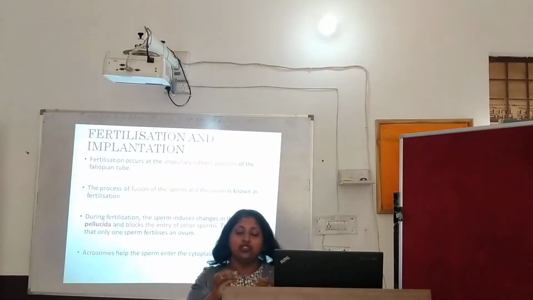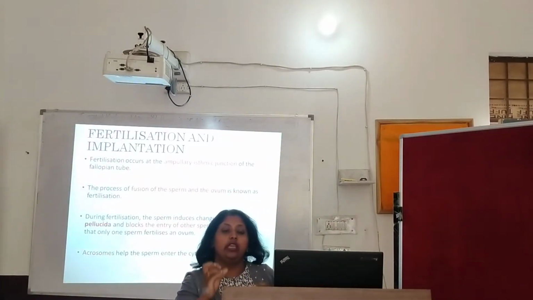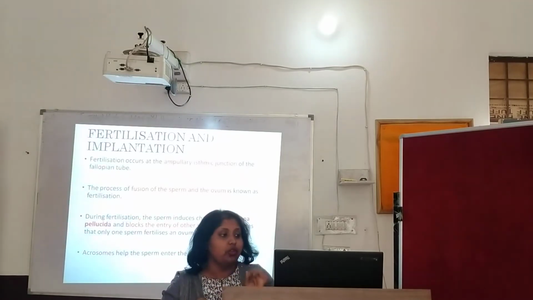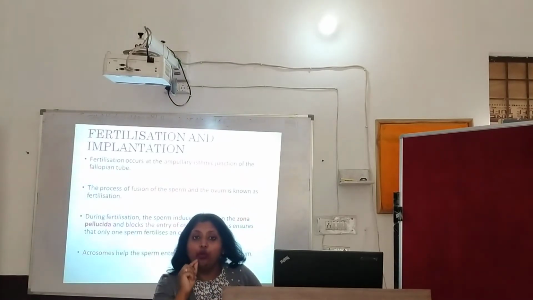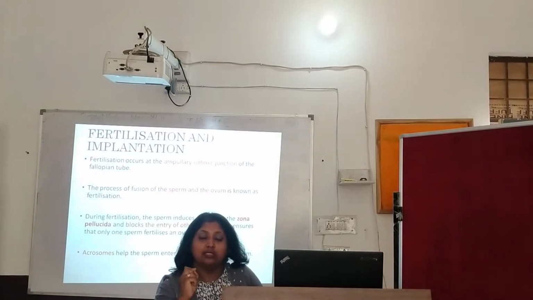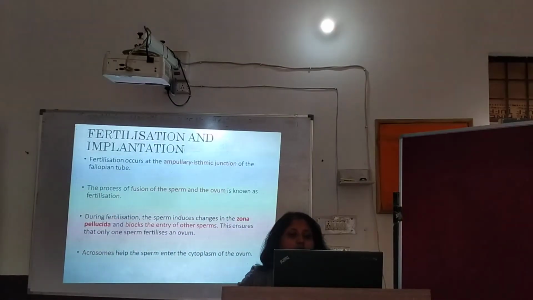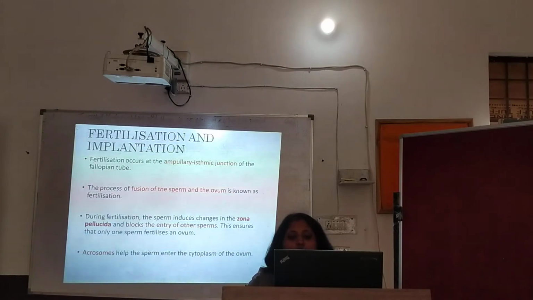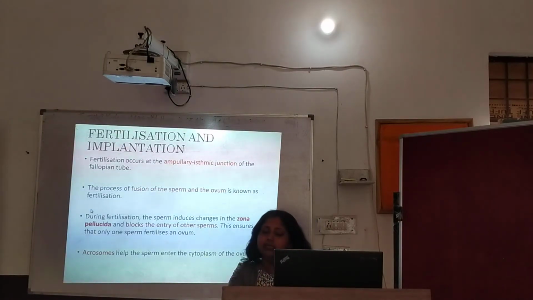So fertilization, the meeting of the egg and the sperm, occurs at which junction? It is the junction of the oviduct of the fallopian tube, isthmus and ampulla. Okay, the process of fusion of sperm and ovum is known as fertilization.